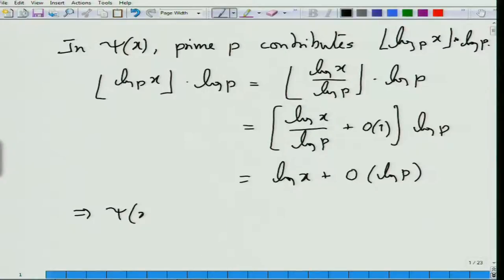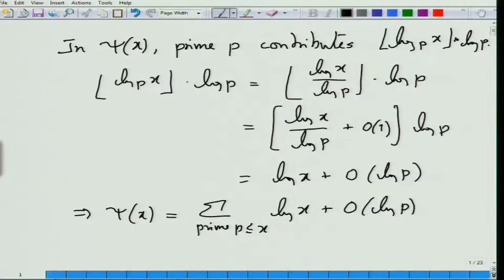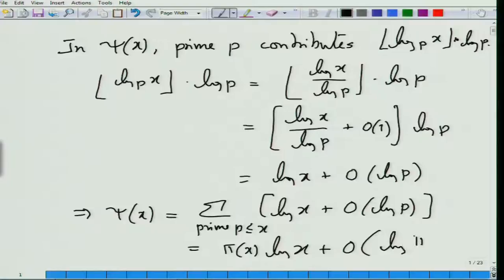Then psi x equals the sum over primes p less than or equal to x of log x, which is equal to pi x log x plus order log of the product of primes p less than or equal to x. Okay, is that right? Now what do we do with this quantity, the error term? How do we estimate the product of all primes less than or equal to x?